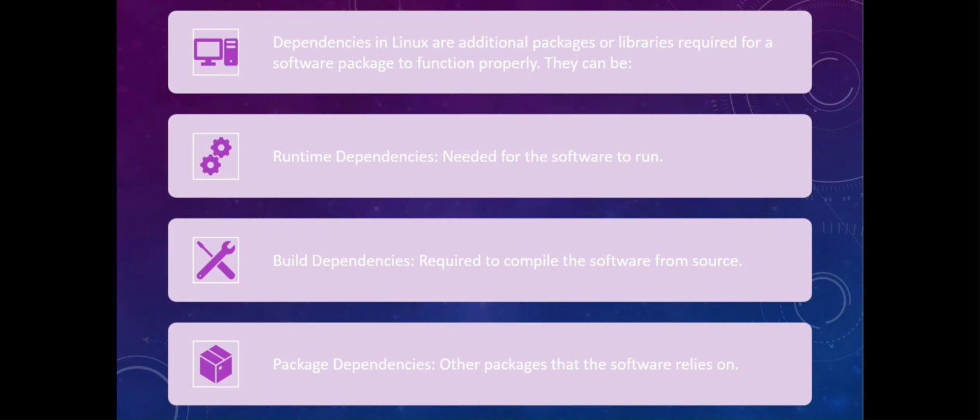Let's talk dependencies. Dependencies in Linux are additional packages or libraries required for a software package to function properly. They could be runtime dependencies, those ones are needed for the software to even run. Build dependencies, those are required to compile the software from the source. And package dependencies, other packages that the software relies on.